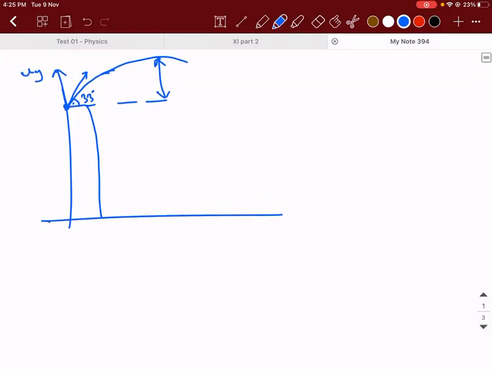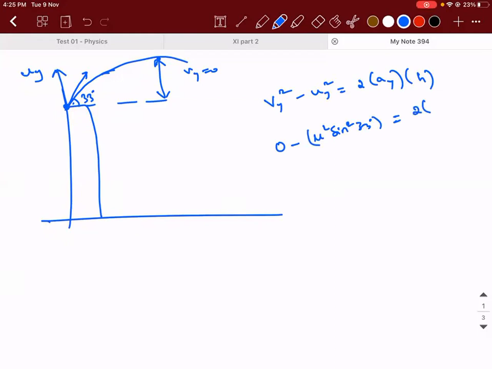So at this point, the velocity of the y component is 0. So vy square minus uy square is equal to 2 into acceleration along the y direction into the displacement. Vy square is 0, minus uy square, which is u square sine square 33, is equal to 2 into acceleration, 9.8, into height. Height is what we need to find. So height is equal to u square sine square 33 divided by 2g.